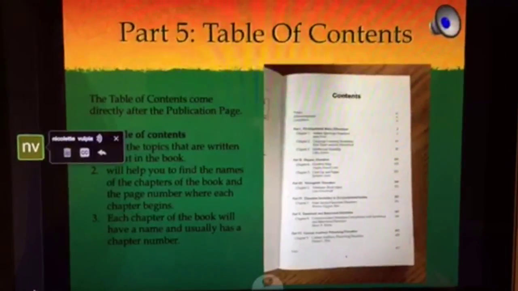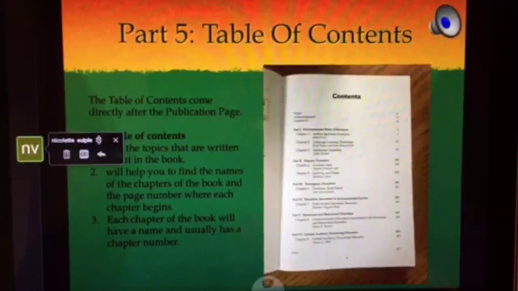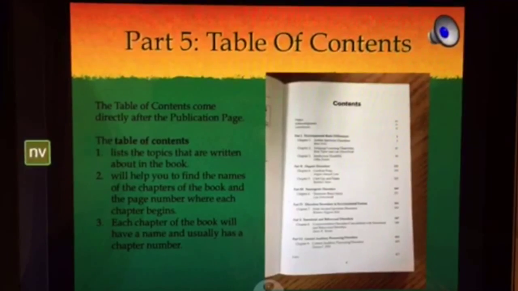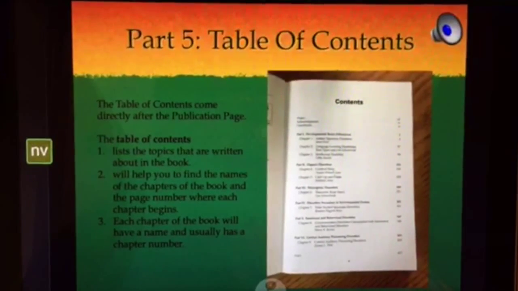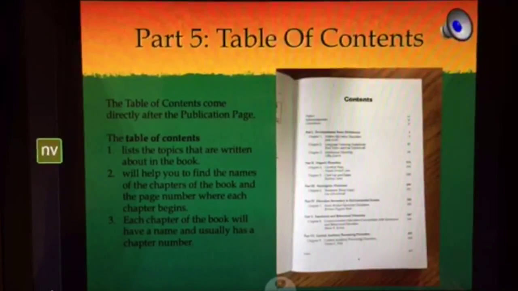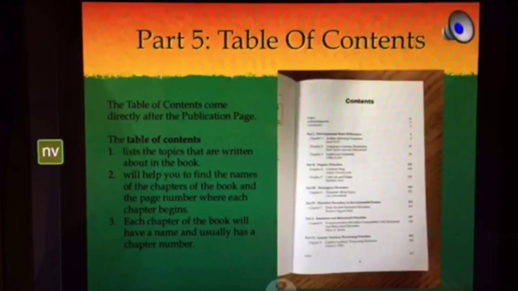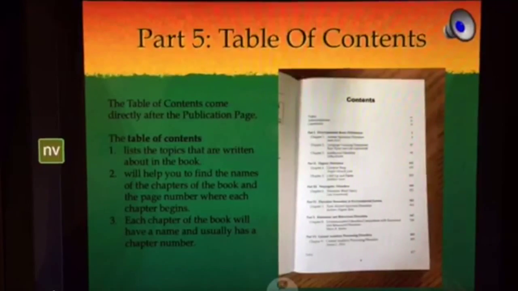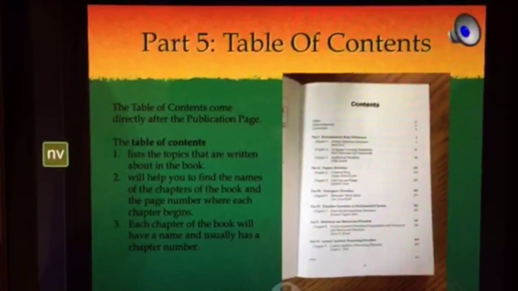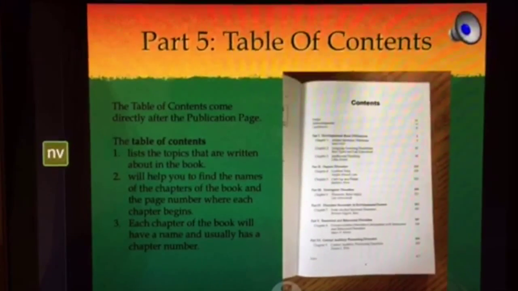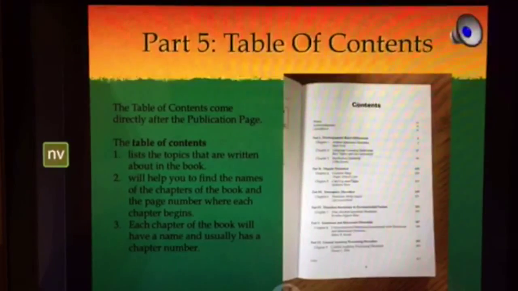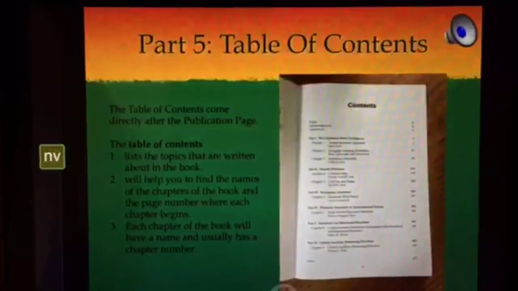The next page you will come across is the table of contents. The table of contents comes directly after the publication page. On the table of contents, there's a list of topics that are written about in the book. It will help you find the names of the chapters of the book and the page number where each chapter begins. Each chapter of the book will have a name, and it usually has the chapter number as well.